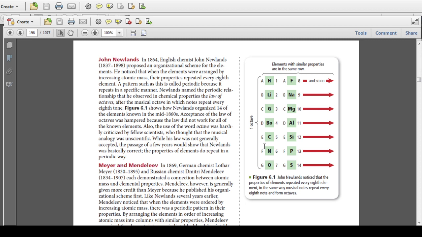the mid-1860s. Acceptance of the law of octaves was hampered because the law did not work for all of the known elements. Also, the use of the word octave was harshly criticized by fellow scientists, who thought that the musical analogy was unscientific. While his law was not generally accepted, the passage of a few years would show that Newlands was basically correct. The properties of elements do repeat in a periodic way.